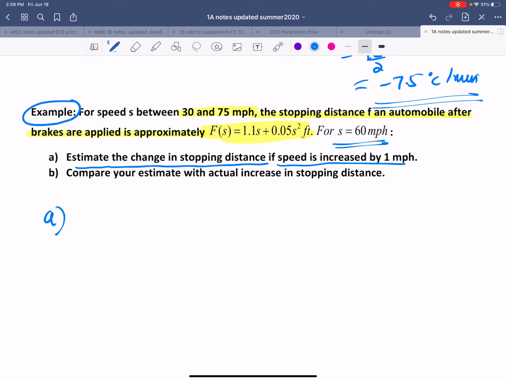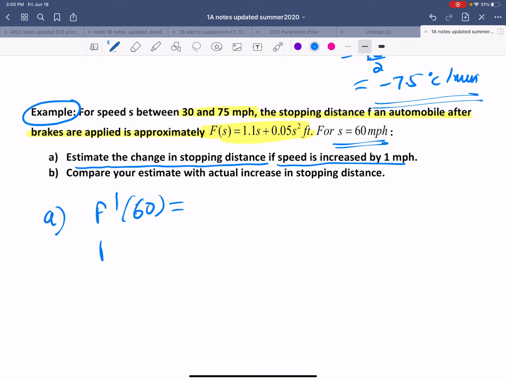So when we are estimating, we can use the derivative. If I do f prime of 60, that is going to be the rate of change if the speed is increased by 1 mile per hour. So this is going to tell me the rate of change when speed goes from 60 to 61, because it gives you the next point. f prime of 60 would be the way to estimate the change in stopping distance.